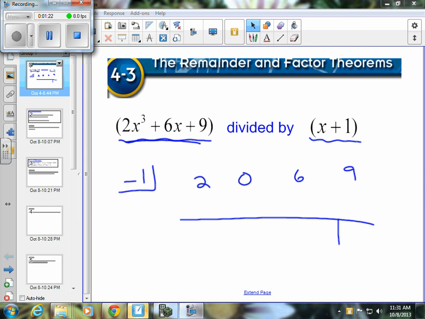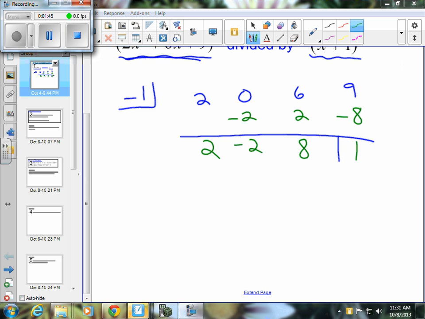Okay, synthetic division works like this. You bring down the first coefficient and then you multiply. So negative 1 times 2 would be negative 2. And then we go ahead and add. That would give me a negative 2. Then you start the process again. You multiply. So negative 1 times negative 2, which would be 2. And then you add, which gives us 8. And then you multiply again, which would be negative 8. So we have a last number there of 1, which means this is not divisible. It has a remainder. So this last term is standing for the remainder. So this is not divisible.